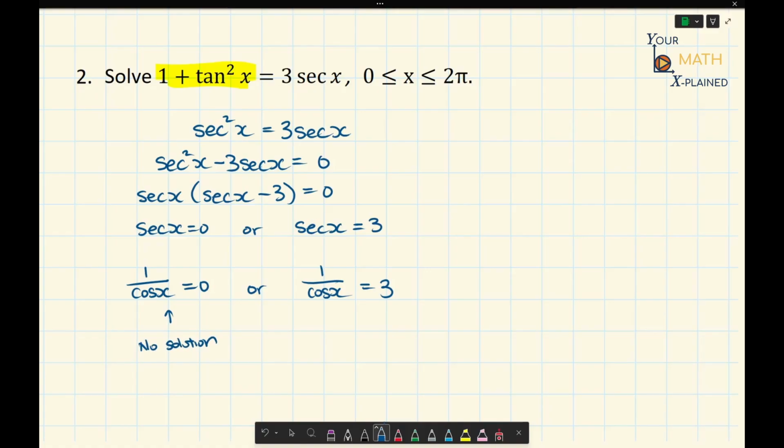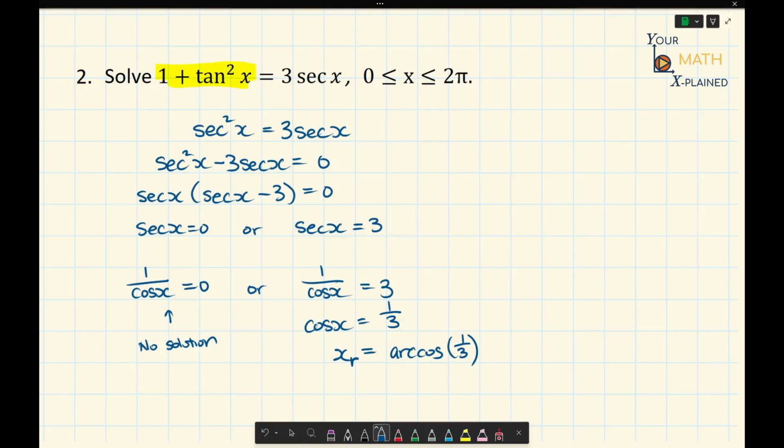Now the second one, if we flip the fraction, we get cos x is equal to 1 over 3. And that one does have a solution because we know cosine of x oscillates between -1 and +1. But because this is not going to be a special angle, we're going to have to use our calculator. Here, I'm just going to leave everything in exact form. So if we were to use our calculator, we would say, and remember we're always looking for the reference angle, so we're going to call this xr, is equal to arc cos, which is also cos inverse, of 1 over 3.